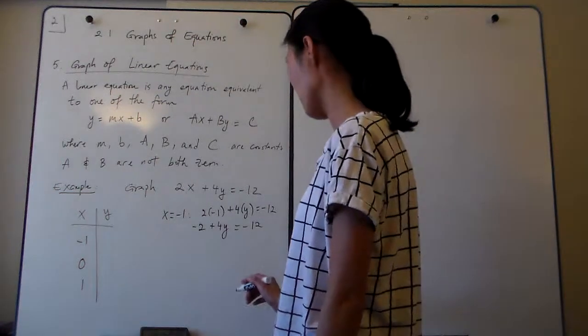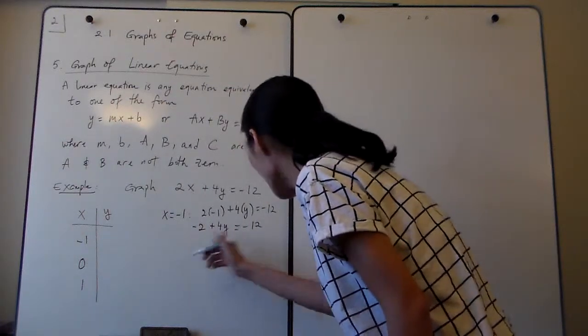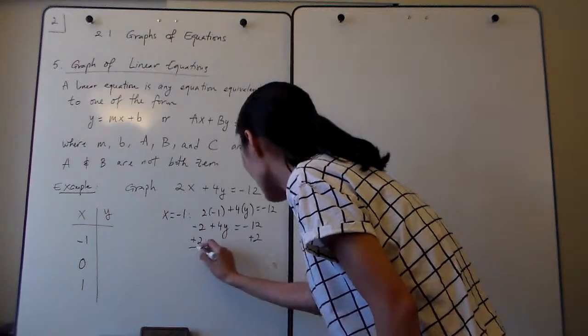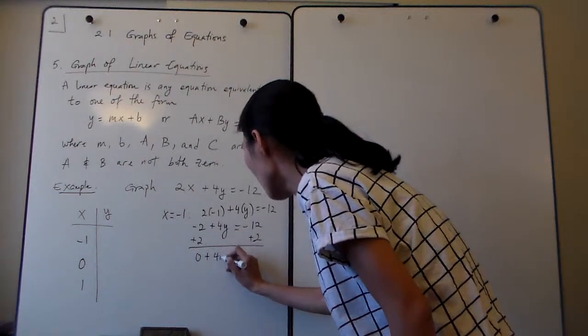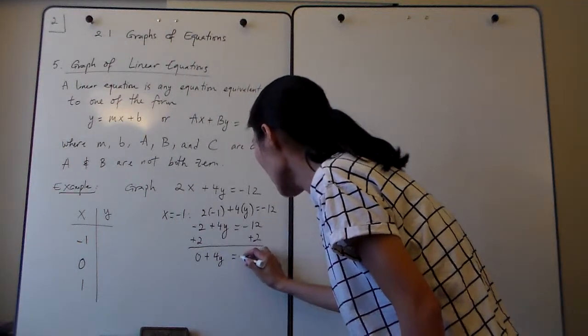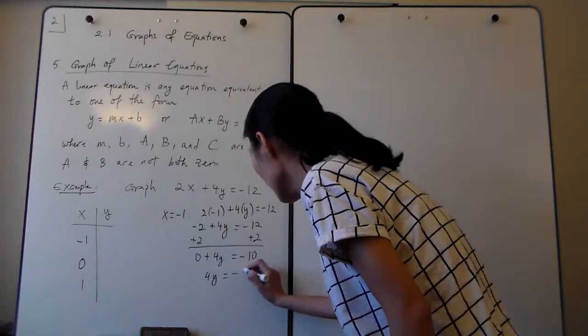Then simplify further. You can add 2 on both sides. Minus 2 plus 2 is 0 plus 4y. Negative 12 plus 2 is negative 10. 0 plus 4y is 4y. Negative 10.